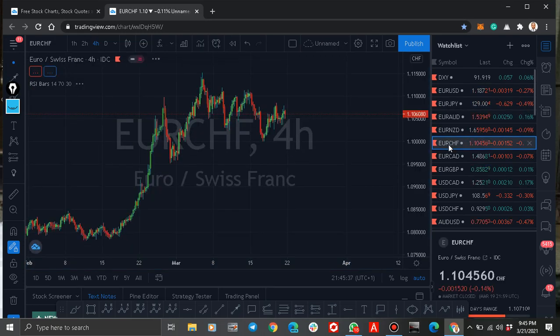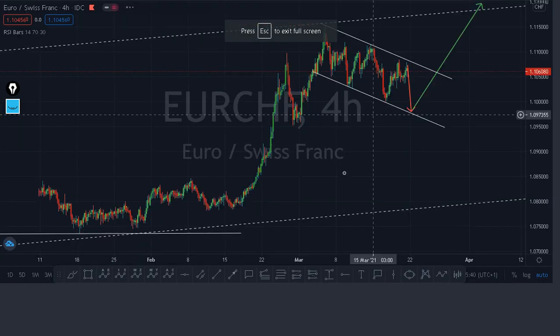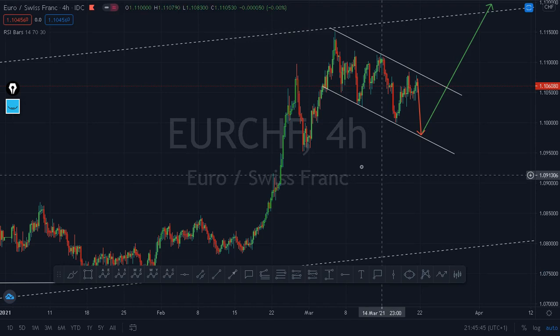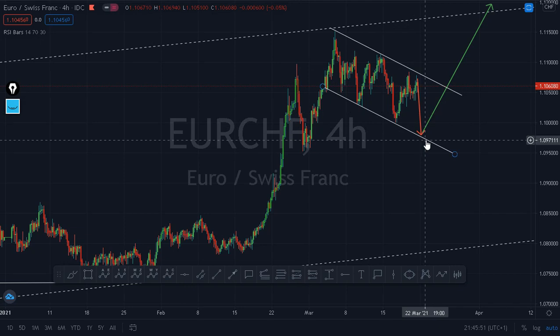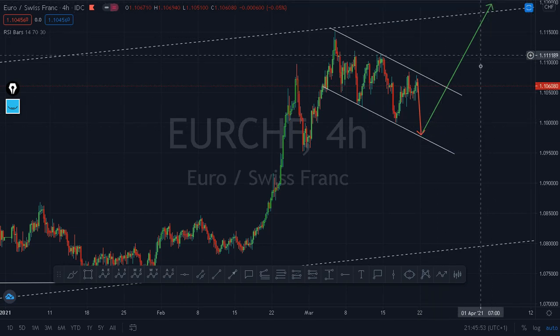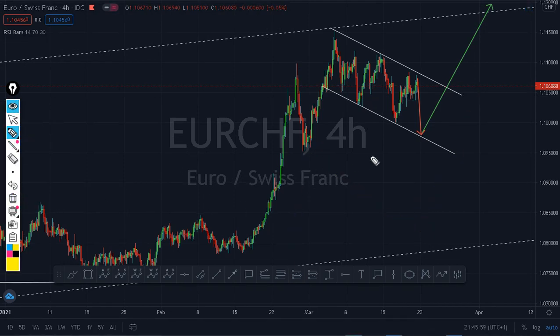Euro Chef, we have another channel in Euro Chef. You can see the channel again. Though I didn't label this, I expect another drop, then a break of this channel to go up. So what is the message there? If we get a sharp drop that breaks this line and gives us correction, then we will continue to sell, maybe towards this place.